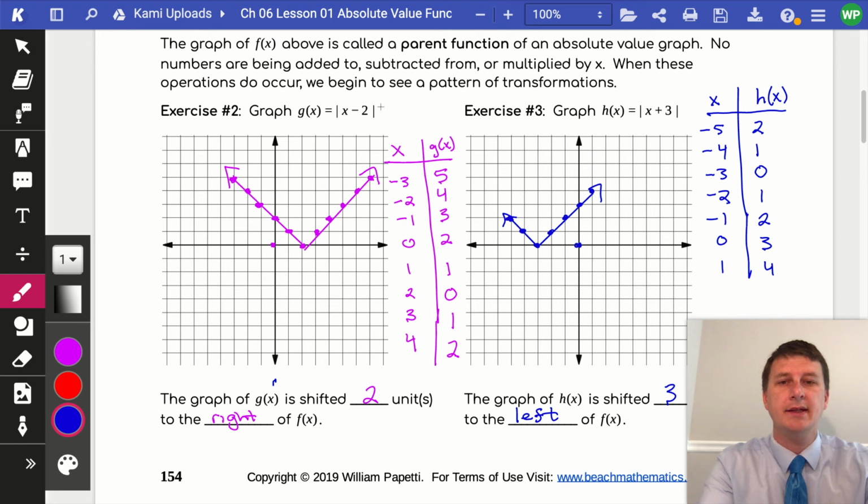If we're subtracting a number inside the absolute value, it's going to shift your absolute value function to the right. And if you're adding a number inside your absolute value function, then you're going to shift that absolute value function to the left. There's going to be many more rules that we're going to learn in this lesson and the next lesson. But for now, if you're subtracting inside, let's move the function to the right. If you're adding inside, let's move that to the left.